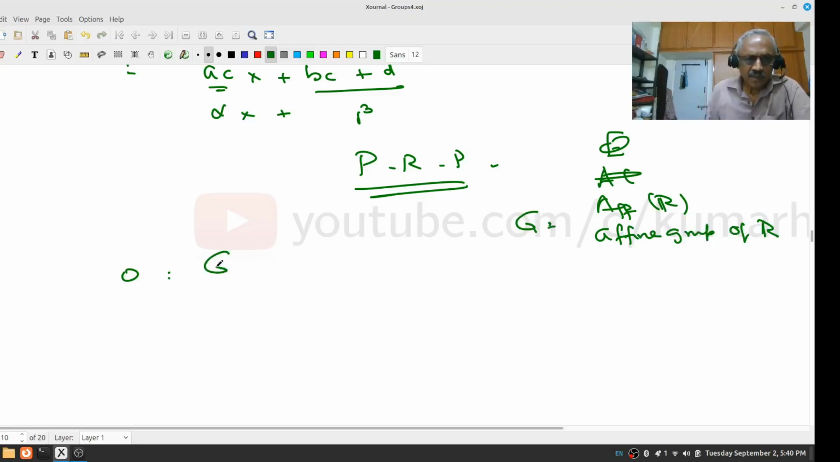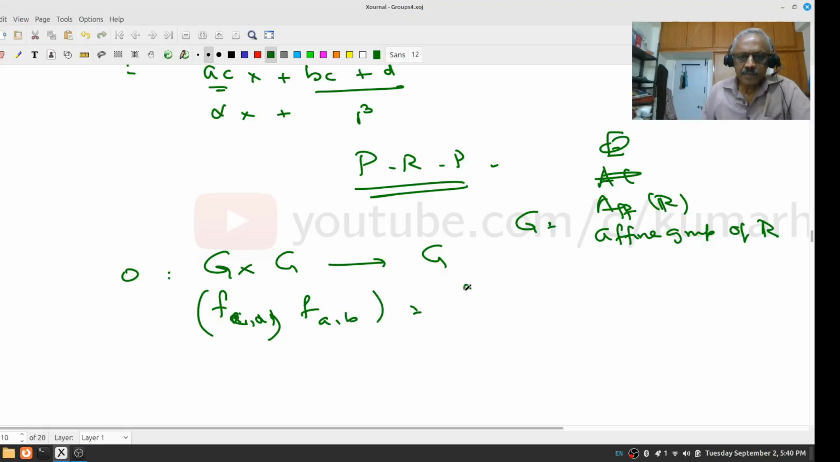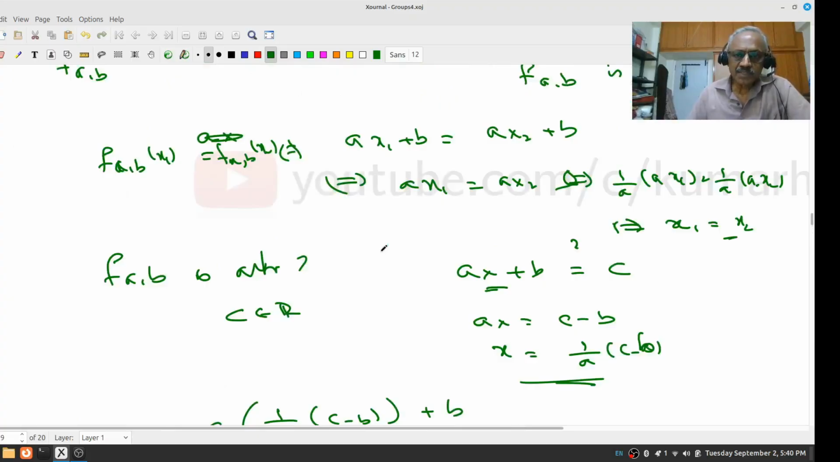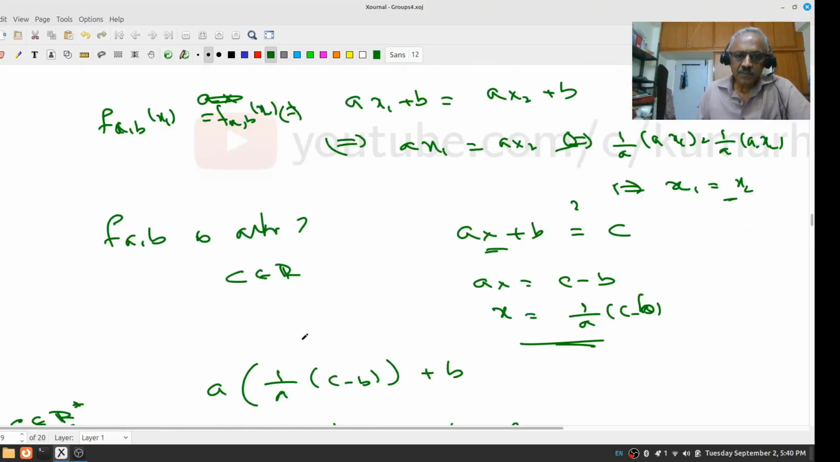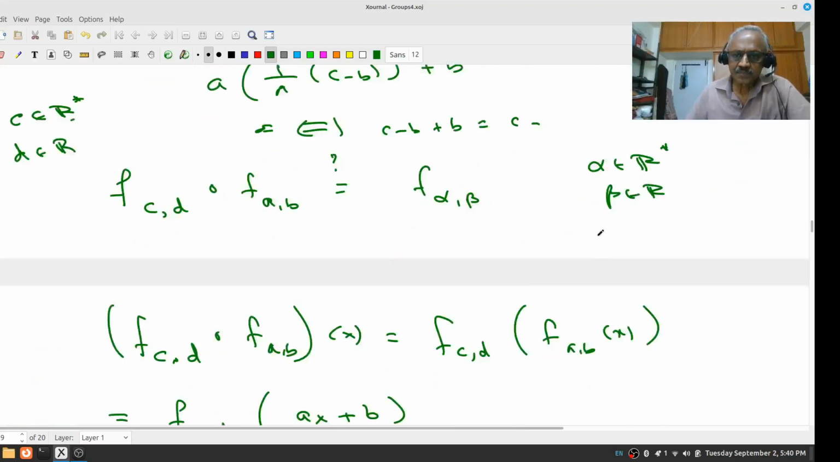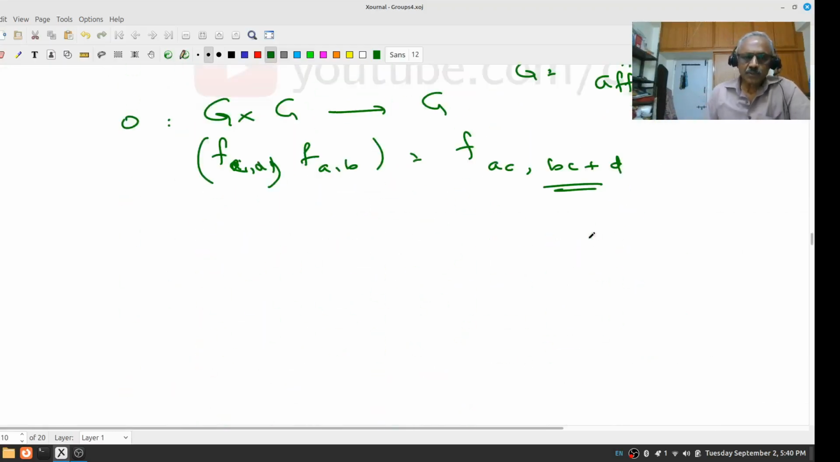The composition from G cross G: if I have f of c d and f of a b, then it goes to f of ac and bc plus d. Is that okay? Right. Now I already showed what the inverse is. Remember, I wanted to say this. We already found what the inverse should be. x must be this. So what should be the inverse of f of AB?